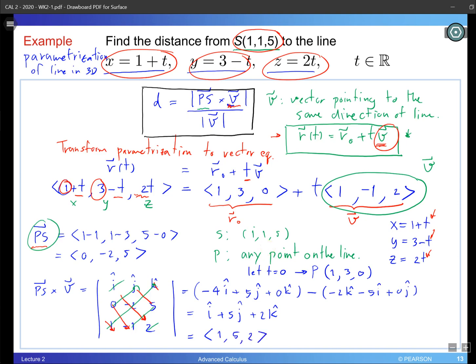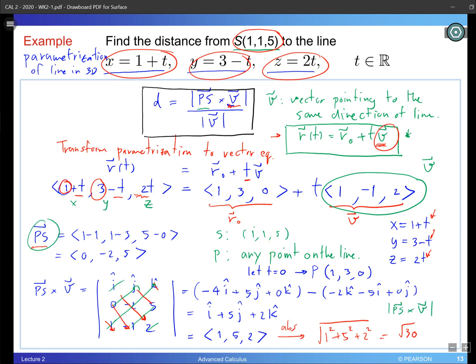Now what we need to do next is to find this D. We need to find the absolute value of this. That would be equal to the square root of 1 squared plus 5 squared plus 2 squared. So that is 1 plus 25 plus 4, which is 30. So we have the square root of 30. That is the absolute value of PS cross V.